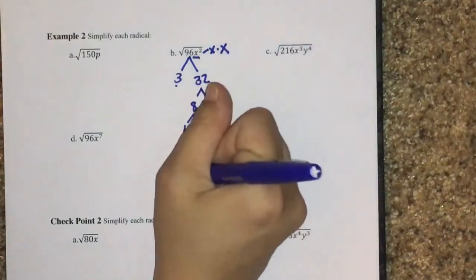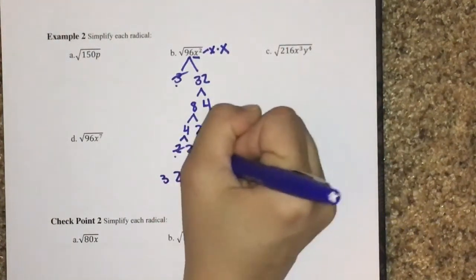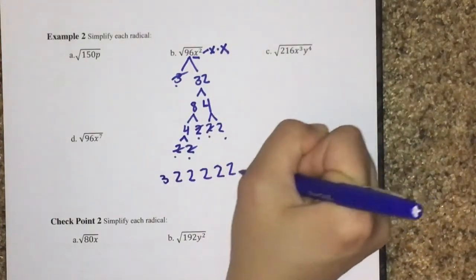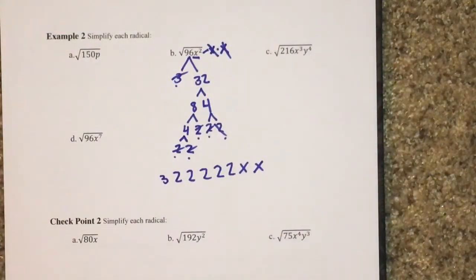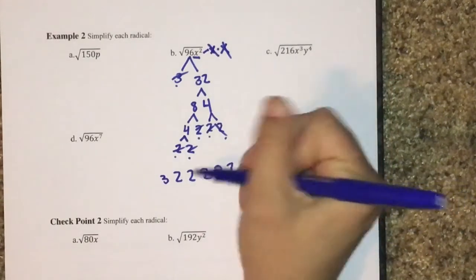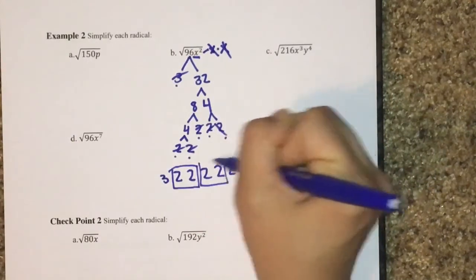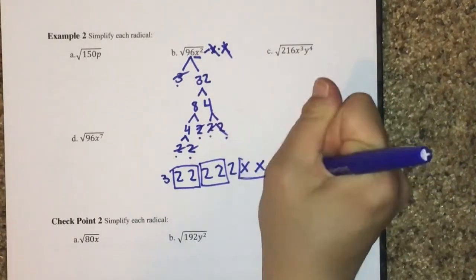So we have a 3, a 2, another 2, another 2, another 2, another 2, an X, and an X. Okay, those are the only numbers or variables that are on the ends of our tree. Now we're going to go through and group together in groups of 2. Well, 3 doesn't have a partner, but 2 has a partner. This 2 has a partner. And one other thing has a partner, and that is these X's.